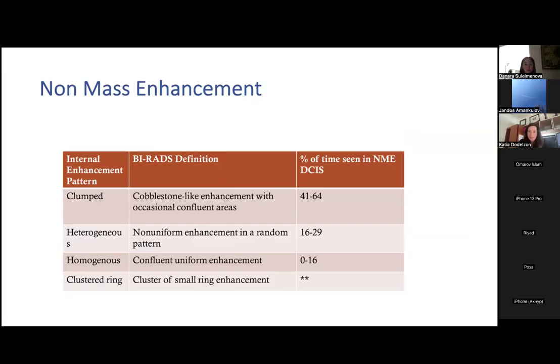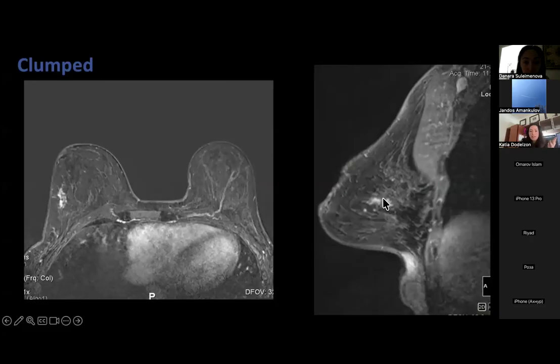So if you see clustered rings, this is a BI-RADS 5. And I'll show you some examples. But that aside, because you don't see it very frequently, of the other three patterns, the most suspicious is clumped. And it looks like little cobblestones of enhancement in whatever distribution you may see it. And then homogeneous and heterogeneous speak for themselves. So here's going back to that case of linear non-mass enhancement, where you can see these little patchy areas, almost little cobblestones on the streets. And that is termed clumped non-mass enhancement.